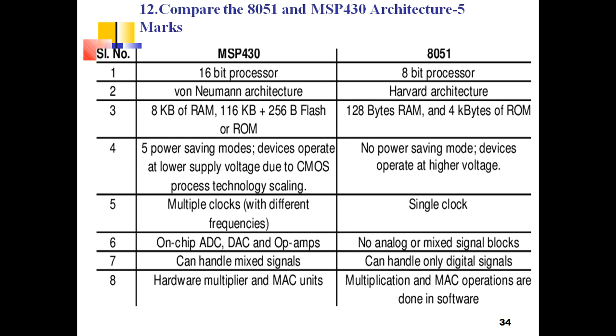Again, next one, MSP430 is going to use multiple clocks, that is, you can see SMCLK, sub master clock, master clock and auxiliary clock at different frequencies. But 8051 has only a single clock. And MSP430 has on-chip ADC, DAC and op-amps, but in 8051 there are no on-chip analog or mixed signal blocks. MSP430 handles mixed signals, 8051 handles only digital signals. And MSP430 has a hardware multiplier and MAC units, but for 8051 multiplication and MAC operations are done in software. With this, your third unit is completed.